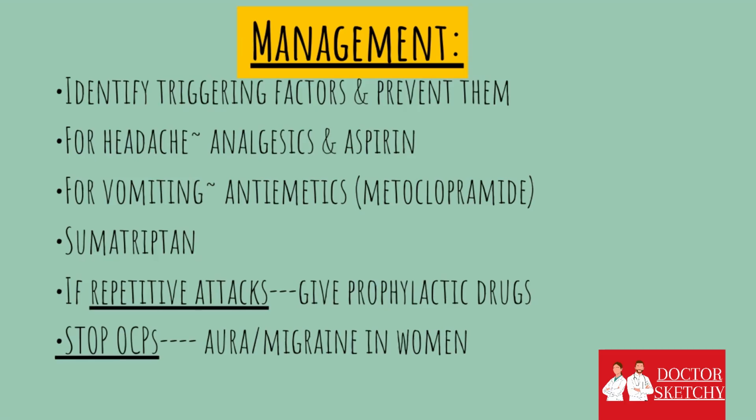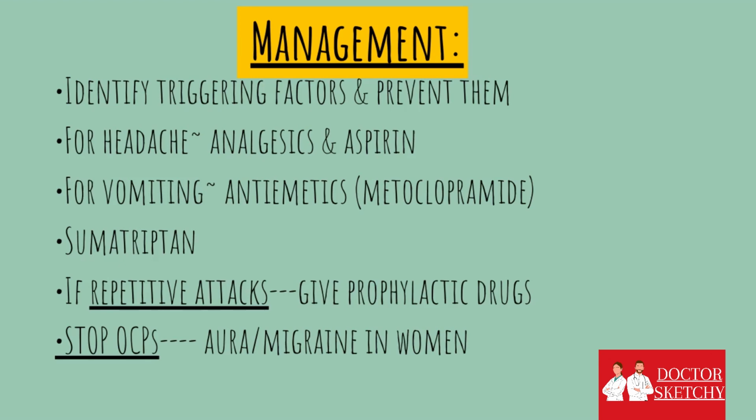When it comes to the management, the first step is to prevent the triggering factor, and the remaining management is linked to the symptomatic treatment. Like for the headache, you can give aspirin and analgesics like low dose NSAIDs. For vomiting, you can give antiemetics like metoclopramide. In the treatment of migraine, you can also give sumatriptans.